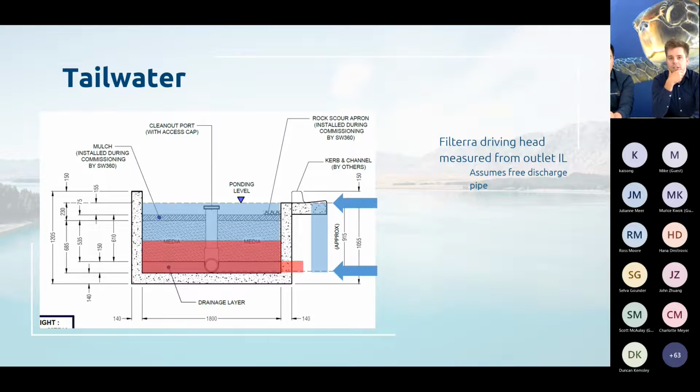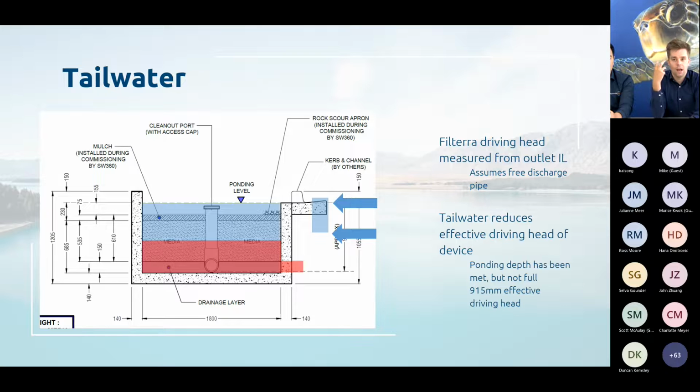If there is tailwater that acts onto that Filtera, that again reduces the effective driving head. The ponding depth has been met, so from the surface it might look like the device is treating as it needs to, but we have not achieved that full 915 millimeters effective driving head. So that presents an issue.